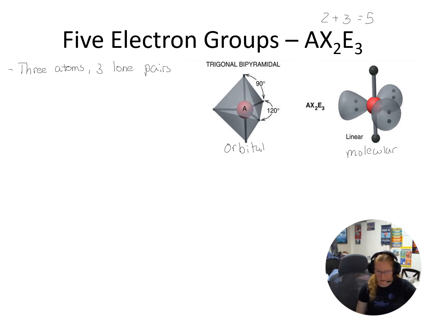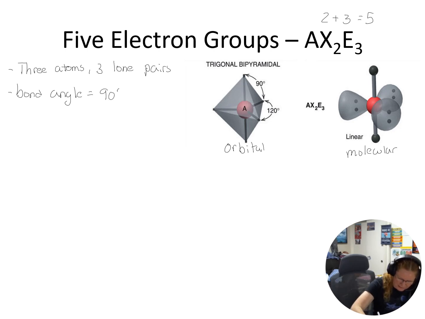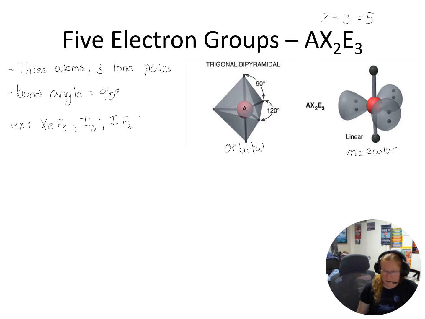Okay? And so what's our bond angle on a straight line? 180 degrees. Okay, so our bond angle here is 180 degrees. All right, so some examples. Okay, I'll do that triiodide ion.